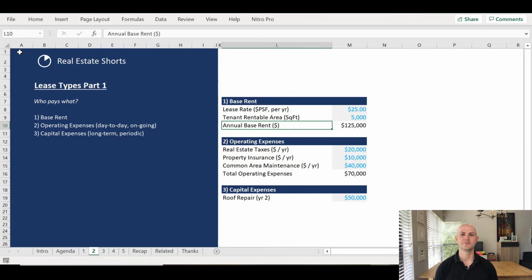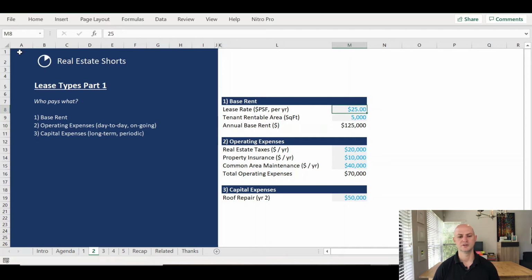So let's start off by first defining the three main buckets of expenses and rent obligations that one or both of these parties could be exposed to. The first, I think, is the most obvious, and that's base rent. The tenant has to pay the owner some rental amount for occupying space in their building. So we'll call that base rent.